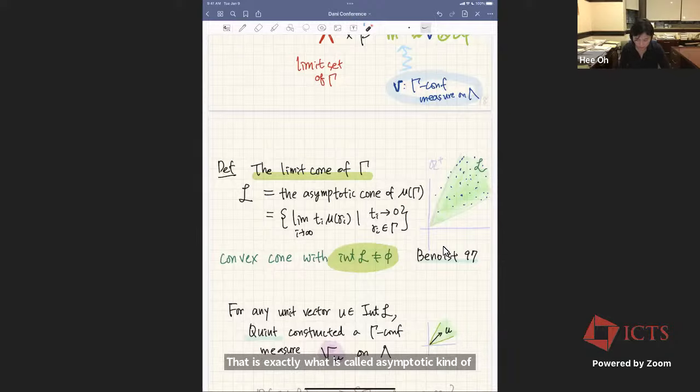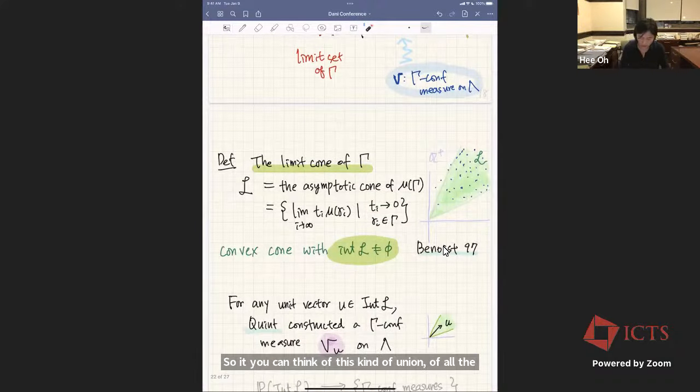Formally, it is the limit of all t_i times mu(gamma_i) for a sequence t_i going to 0, where gamma_i should of course be from gamma. So you can think of it as a union of all the limiting directions. It's not obvious at all, but when gamma is Zariski dense, the limit cone is actually a convex cone with non-empty interior. This is the theorem of Benoist in 97.